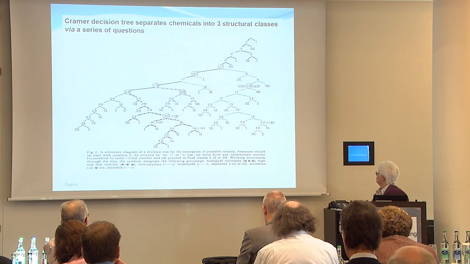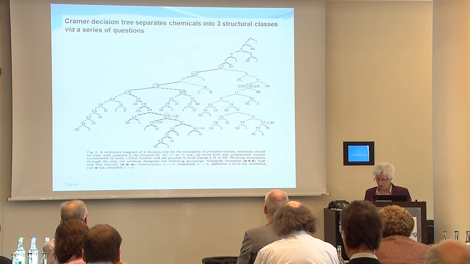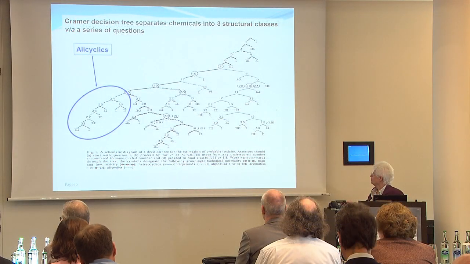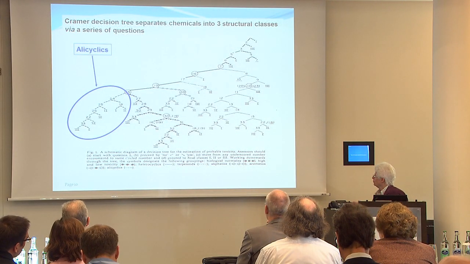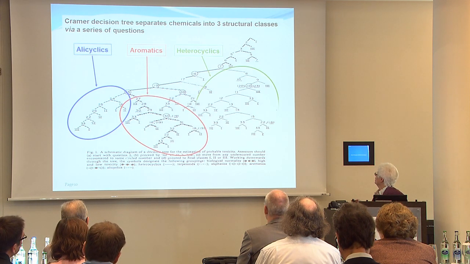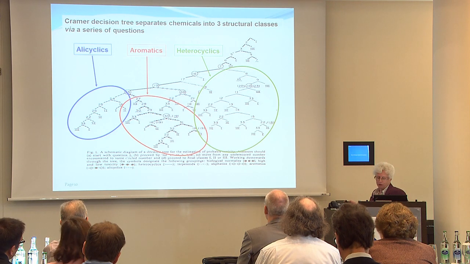So this is the decision tree that you saw earlier, the original one from the publication. And it's a series of questions that start with question one and end up with question 33. And as you go through the sequence, your chemical may, at an early stage or a later stage, fall out into one of these classifications of class three or class one or class two. Difficult to find the two. There's the two. And in general, if you have alicyclic compounds, they tend to fall out around that part of the decision tree. If you have aromatics, they tend to fall out about there. And if you have heterocyclics, they tend to fall out about there.